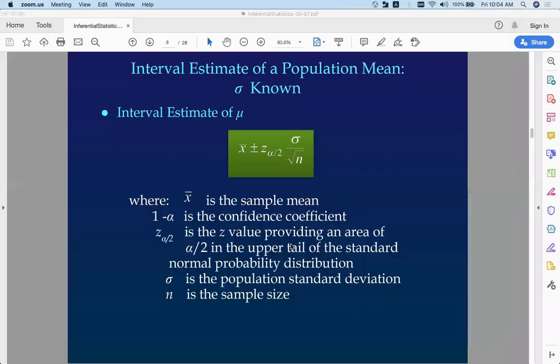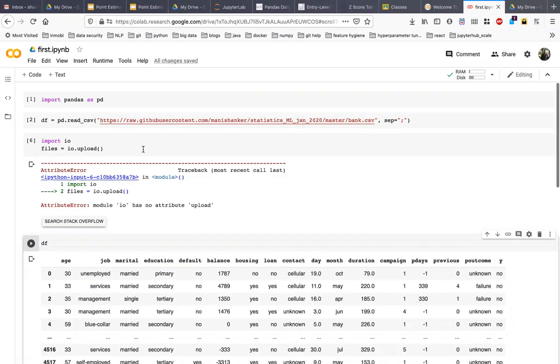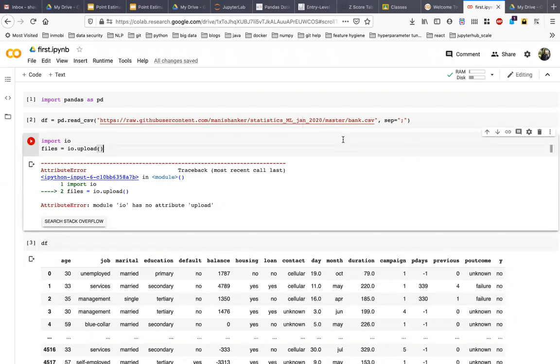There is something called import io, then files equal to io dot upload. Can you present the screen? Sorry? The screen is not presented. Oh yeah, sorry. There is a way you can upload a CSV file also. I'll show you, maybe, if you guys are interested in Google Colab. I'll show you how to upload the CSV file.